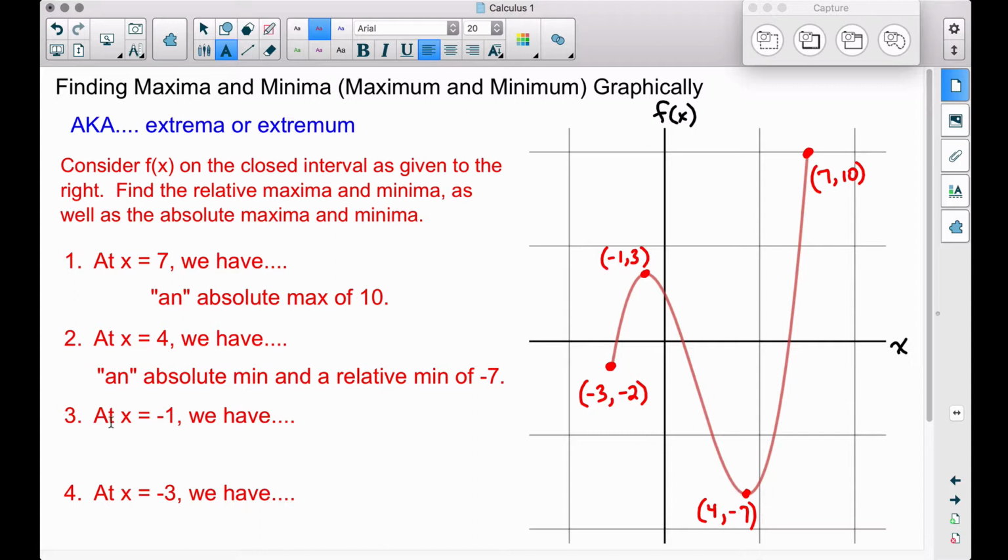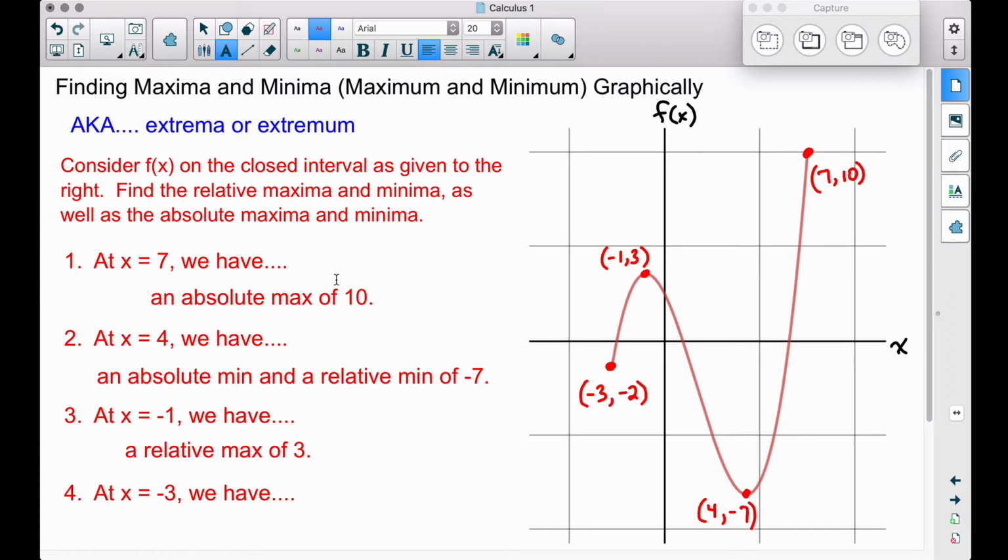Now, let's talk about when x is -1. Here we do have a hump, and this is a maximum, but it's not the absolute max because our absolute max was here. But this is a maximum relative to points that are close to it, both on the left-hand side and the right-hand side. Therefore, when x is -1, we have a relative maximum of 3. Also take note, when I talk about the maximum values or the minimum values, we are actually referring to the y value, but it occurs at a particular x value. Don't get those two mixed up.